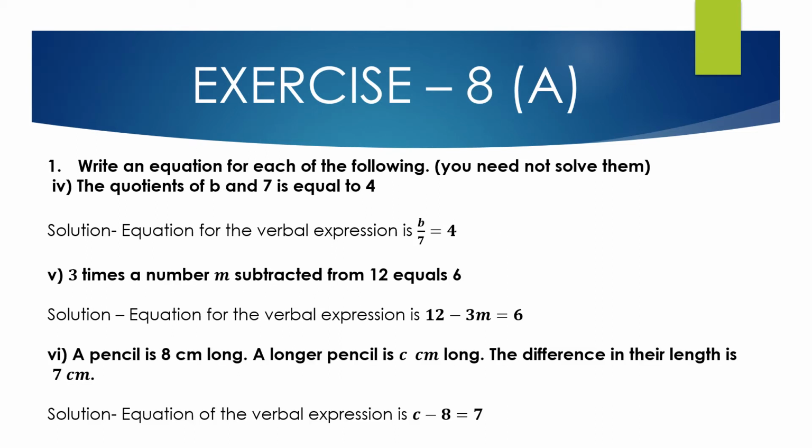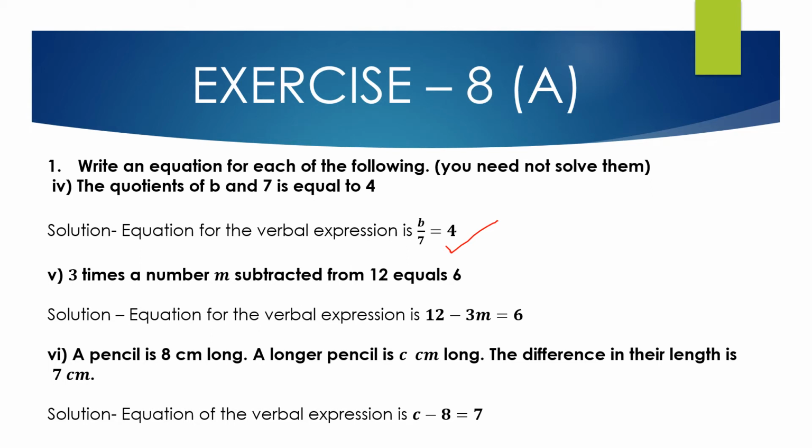Now we solve question number 4th bit. Write an equation for each of the following. You need not solve them. Fourth bit is the quotient of b and 7 is equal to 4. We have to write the equation and we need not solve the value for the variable of this equation. We have to just write the equation. So the equation for this verbal expression is b divided by 7 is equal to 4. This is the equation for this given verbal expression.